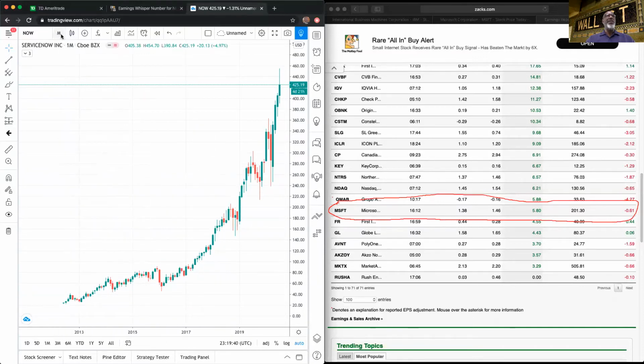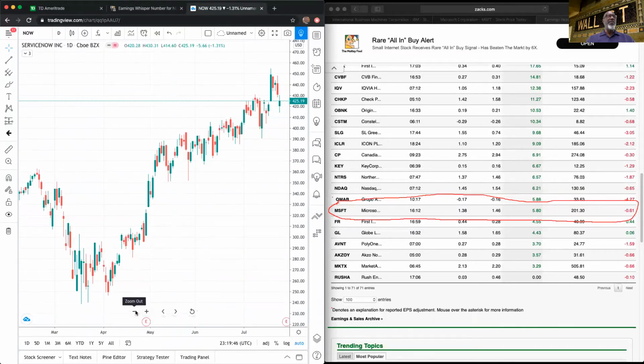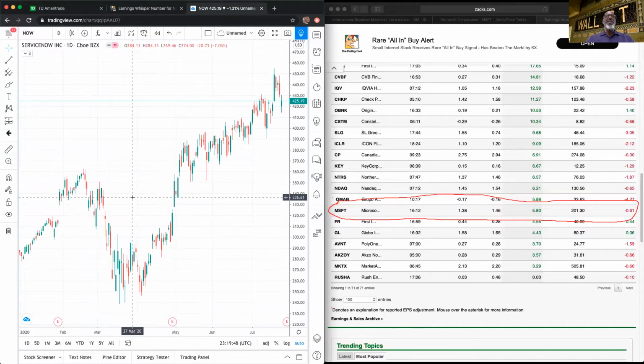Now let's switch back to a daily. Again, I'll make this a little smaller so you can see. And the daily chart looks good. What I'm noticing is, if you look at this daily chart, it looks almost identical to what happened with Microsoft. That's the same thing that happened with Microsoft.